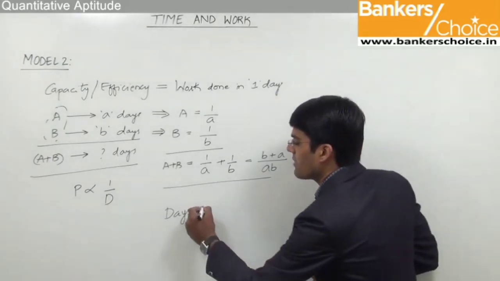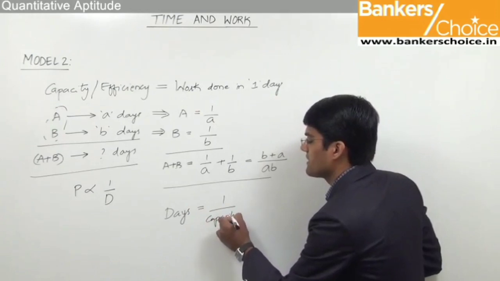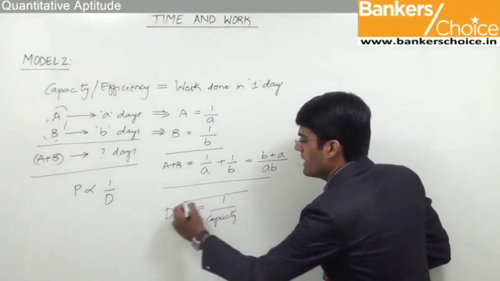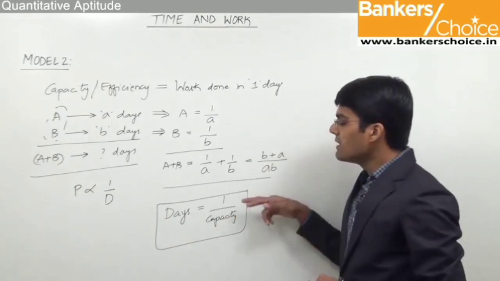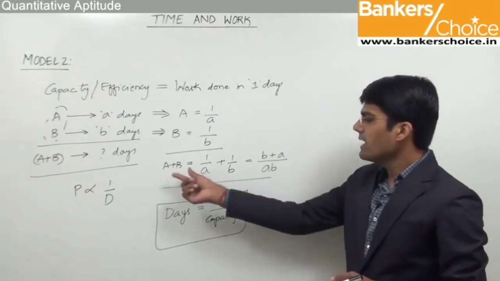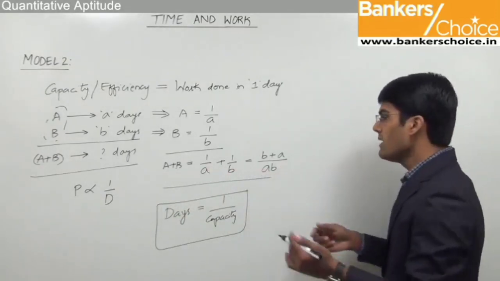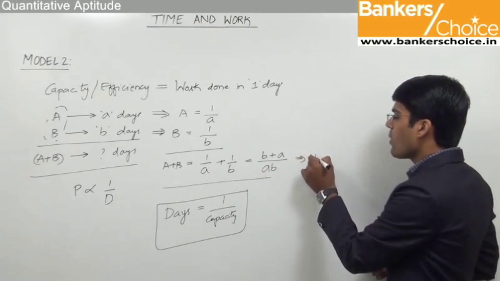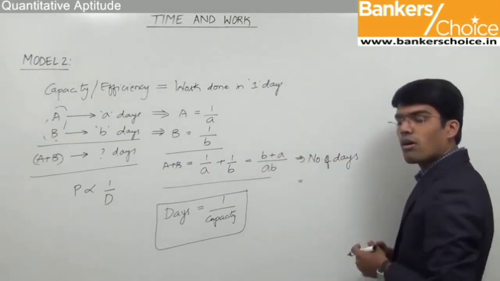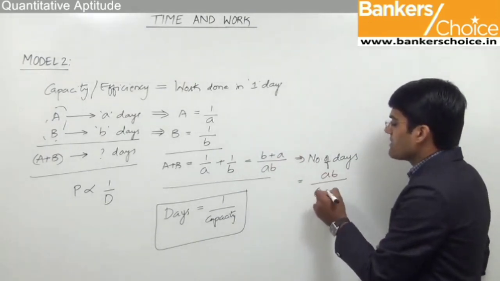So we can say that the number of days should be equal to 1 by the capacity or the efficiency, or it can be taken as 1 by the work done in 1 day. So from this, it is very clear that the number of days should be inverse of capacity, or capacity should be inverse of number of days. So once we come to know that A and B together can finish A plus B by AB in 1 day, we can say that the number of days required when A and B work together should be equal to the reciprocal of A plus B by AB. That is nothing but AB by A plus B.